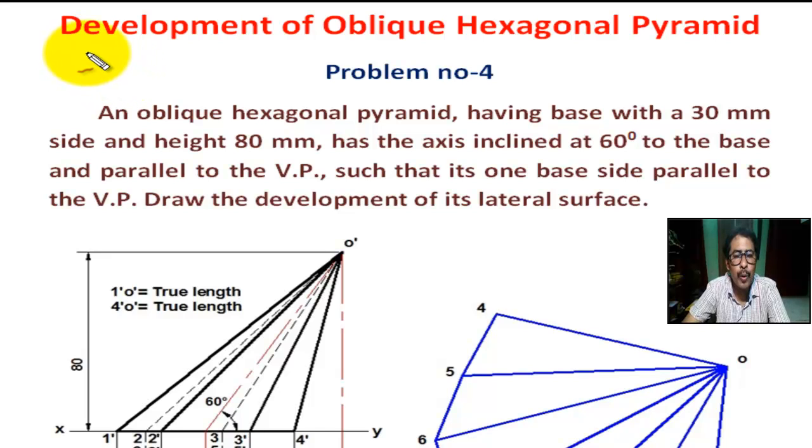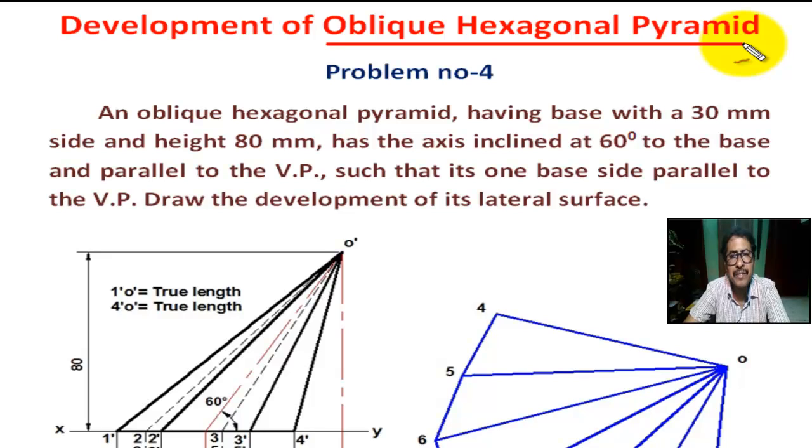Today we are going to solve a problem on development of oblique hexagonal pyramid. Oblique hexagonal pyramid means its axis is inclined with HP. Problem number 4.